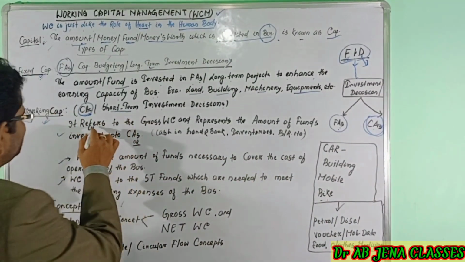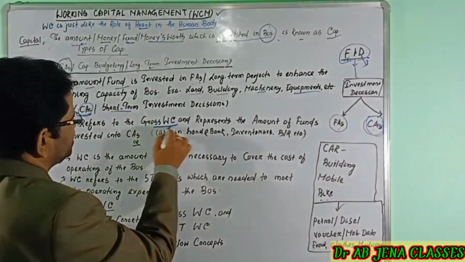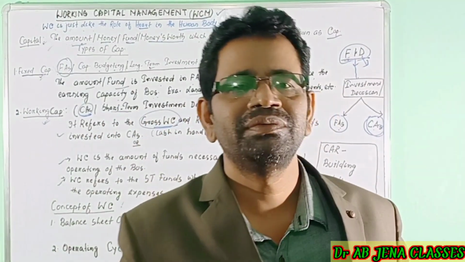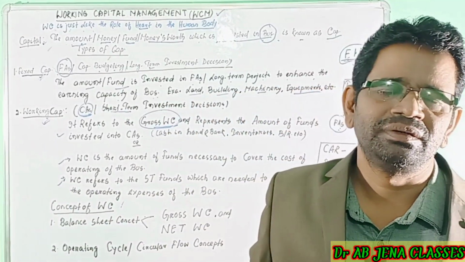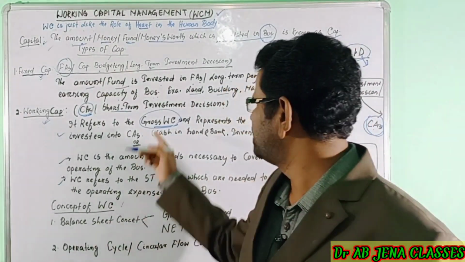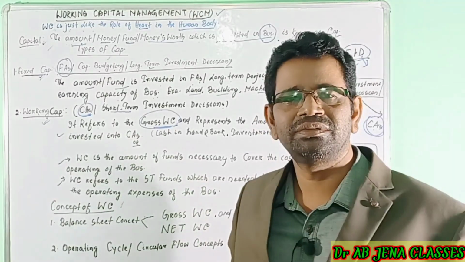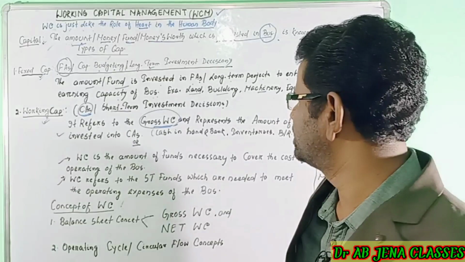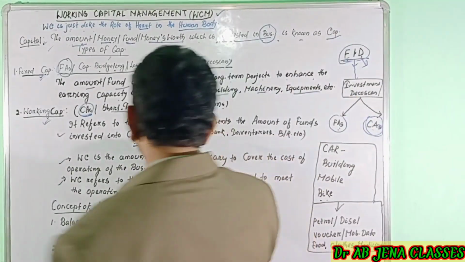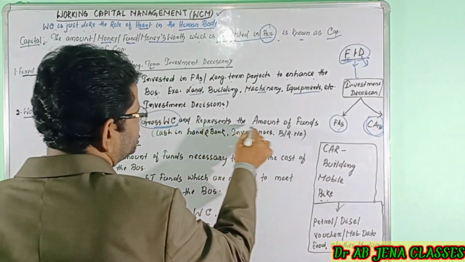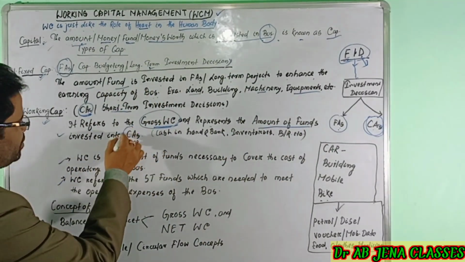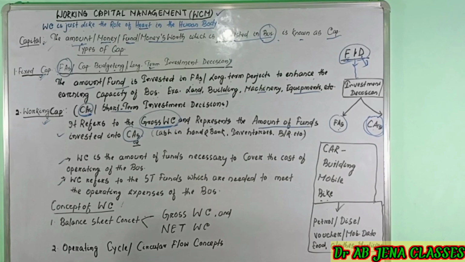So working capital refers to the gross working capital. That means working capital is divided into two parts. The first one is gross working capital. The opposite of gross working capital is net working capital, which we will discuss later. Gross working capital represents the amount of funds invested into current assets.